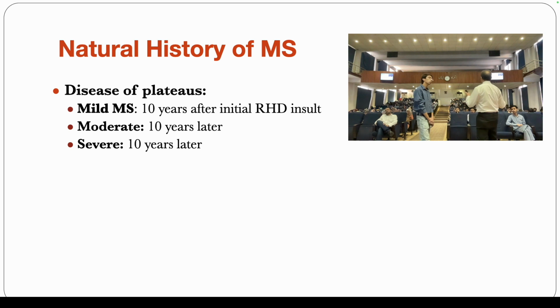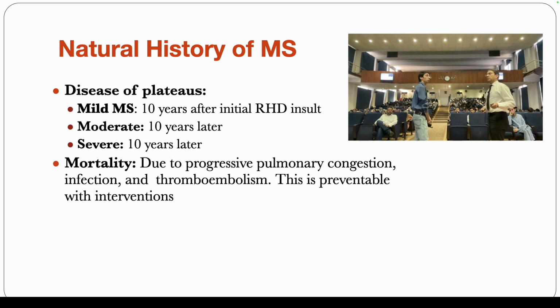It means rheumatic fever is usually a disease of children. It generally occurs before the age of 18. After the age of 18, rheumatic fever is uncommon. So children who have rheumatic fever are going to have symptomatic disease in their 20s and early 30s. So MS generally presents in this age group. Before the 20s, MS clinically generally does not present. Mortality is due to progressive pulmonary congestion, infection, and thromboembolism.